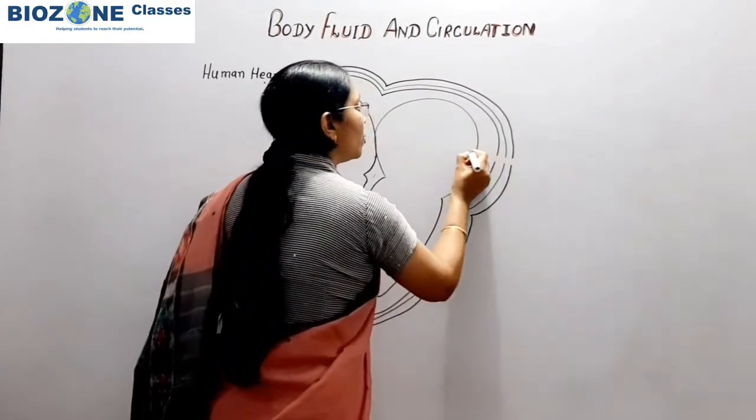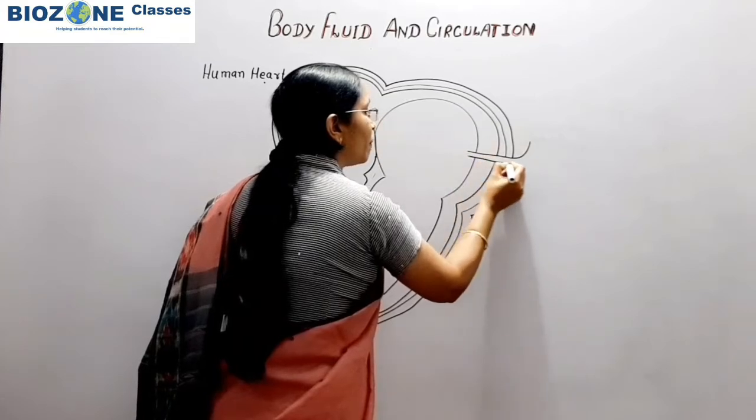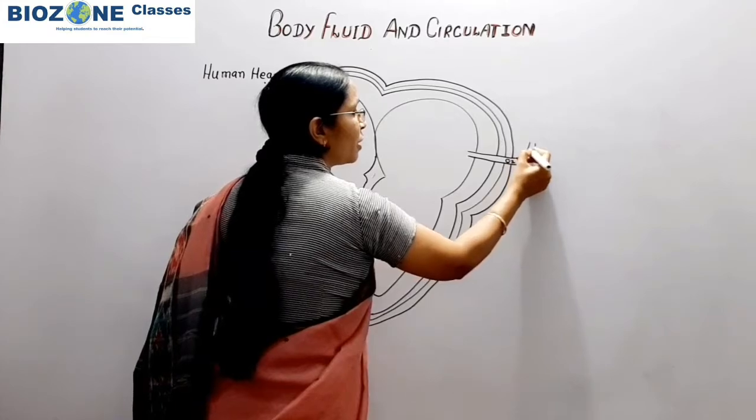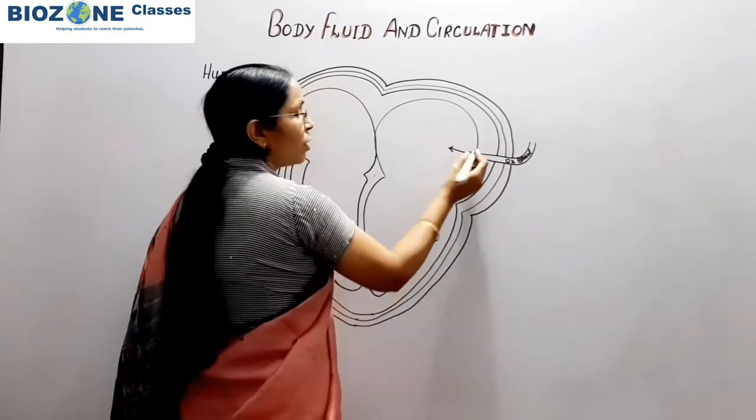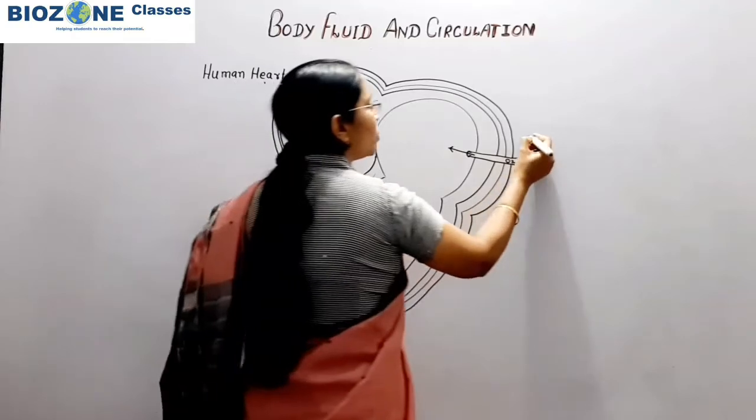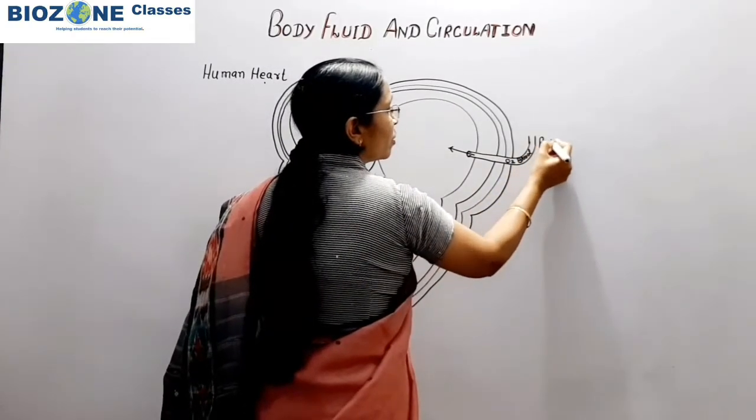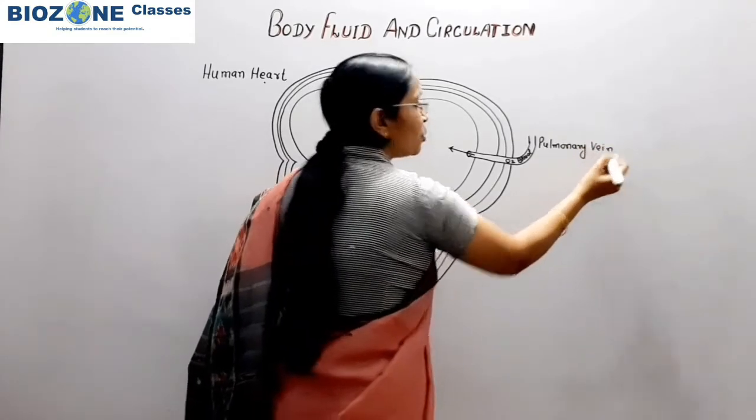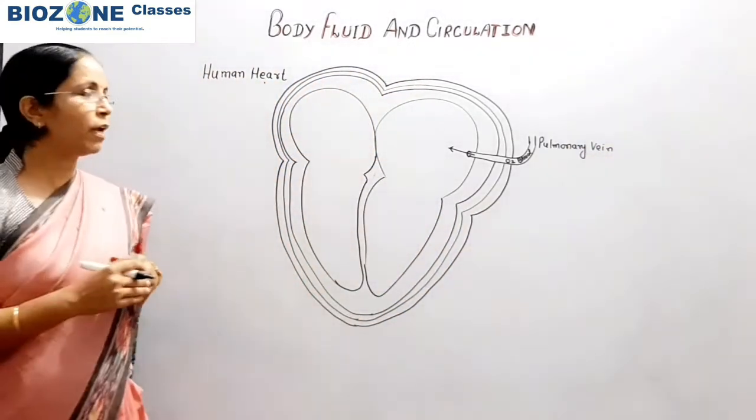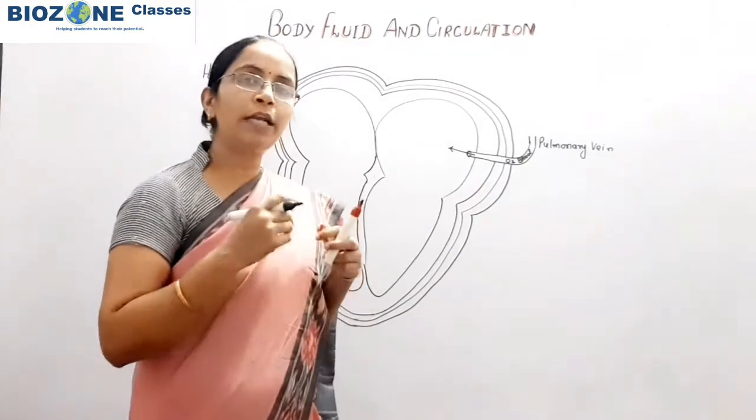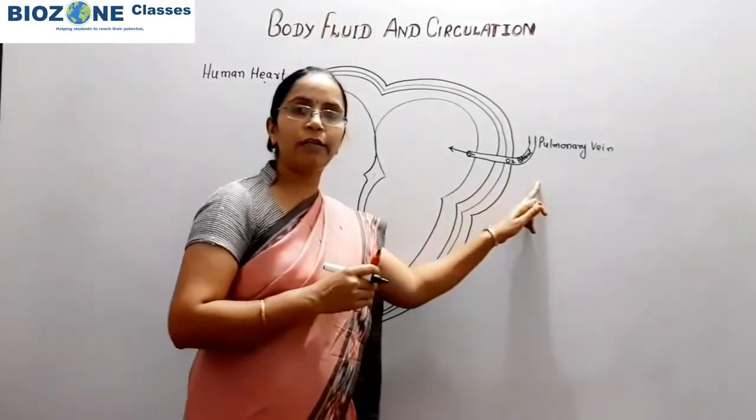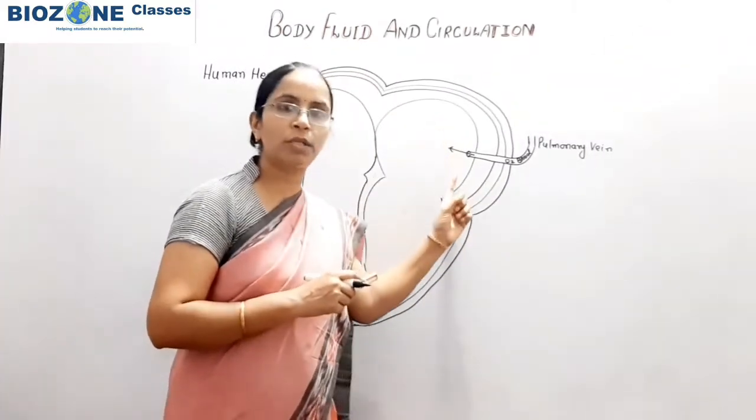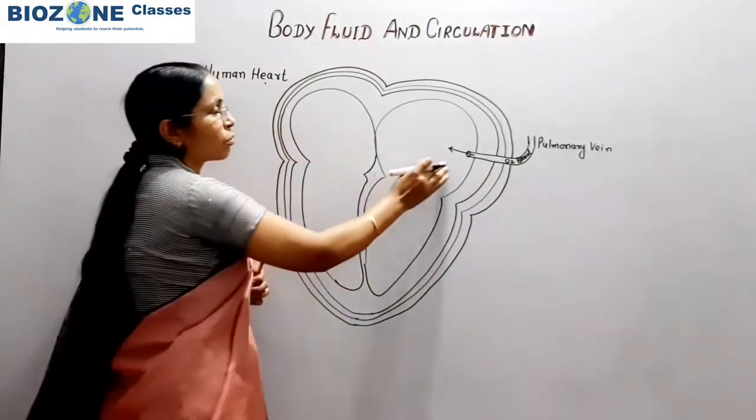We show the opening of pulmonary vein. Oxygenated blood is there. Here you remember pulmonary vein is an exception among all the veins. Normally veins carry deoxygenated blood, but pulmonary vein is the only vein which carries oxygenated blood from lungs towards the heart. So this you remember.